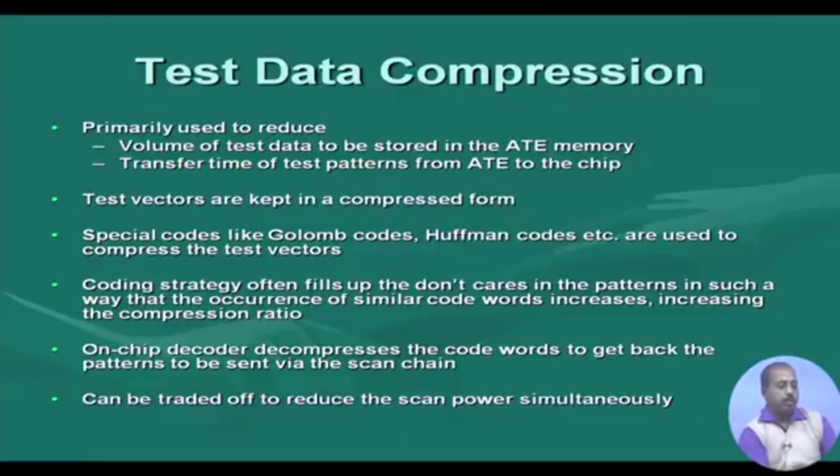And the on-chip decoder will decompress the code word to get back the original patterns, and then it will be sent via the scan chain. Now we can have a trade-off as soon as we do this: how much compression we do and how many transitions it creates. Some of it may be contradictory. Two test patterns may have don't cares that can be filled in two different ways. One way of filling may help in reducing scan transitions, and filling it some other way may help in the compression.